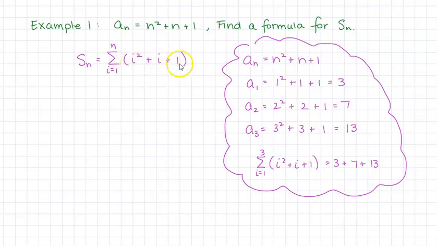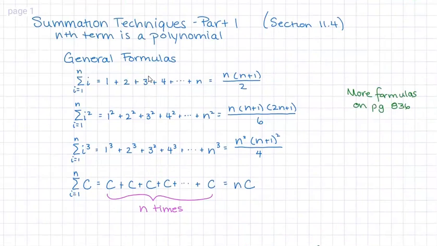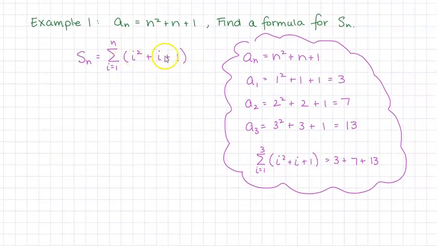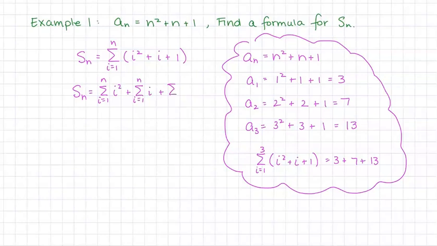So what you're going to want to do with this guy right here is you're going to break it up. We can see something that resembles these. We have an i squared in there, we have an i, we have a constant, but these are separate summation formulas. What do we do when they're all combined into one summation? Well, the answer is you break them up. So this is the same thing as the summation as i goes from 1 to n of i squared, plus the summation as i goes from 1 to n of i, plus the summation as i goes from 1 to n of 1.